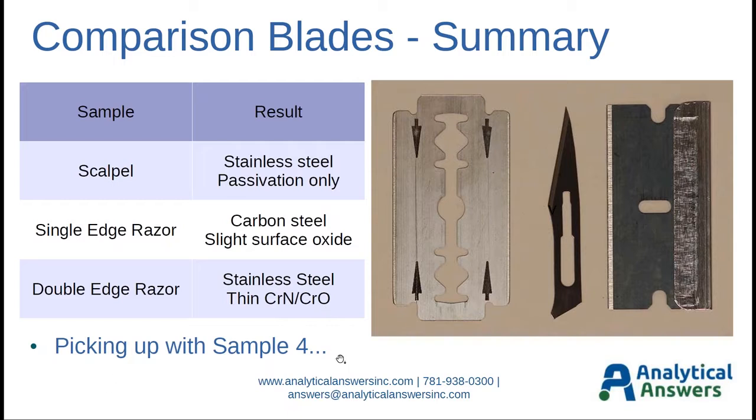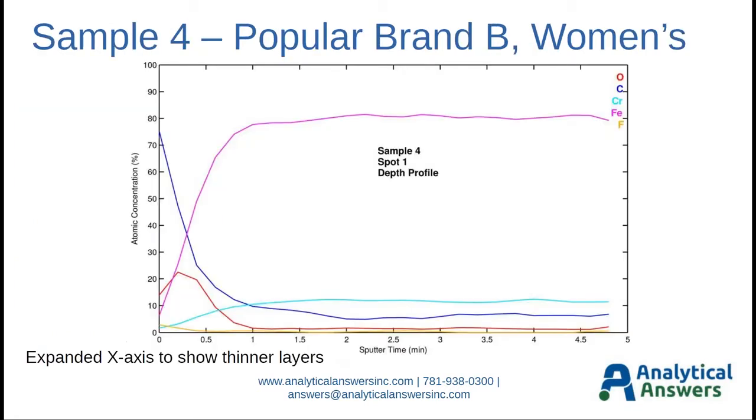So let's go back to where we left off with our sample matrix for the commercial shaving razors and look at sample 4. This is popular brand B women's, and we can see here that just like the scalpel, all it has on it is a surface oxide. We have some fluorocarbon lubricants on the surface, but we go straight into iron and chromium and just a little bit of surface oxide. So we basically just have an uncoated, passivated stainless steel.